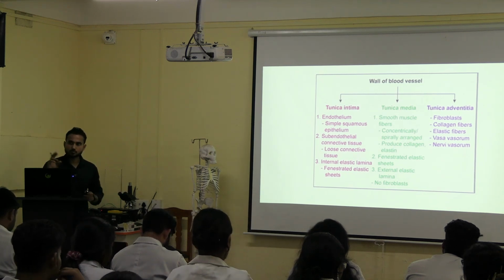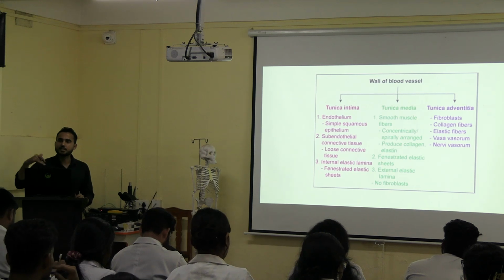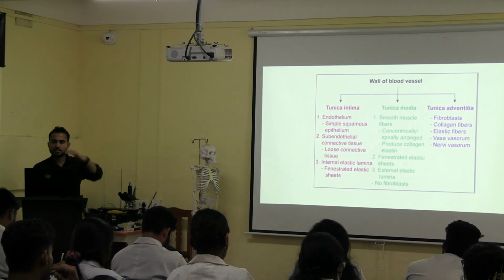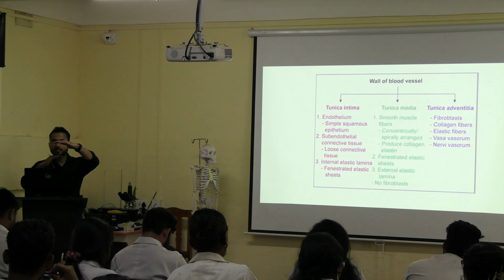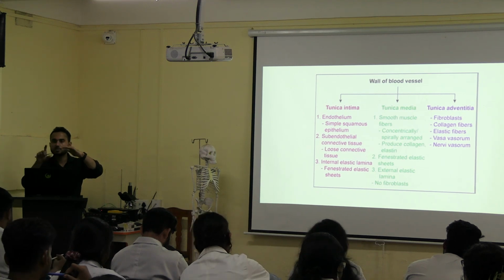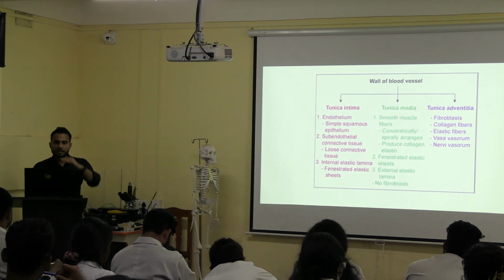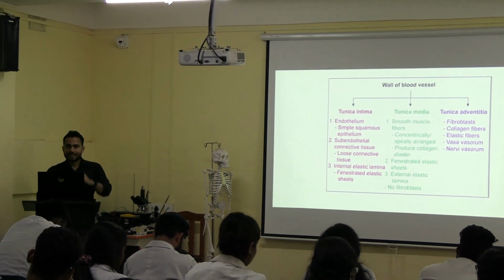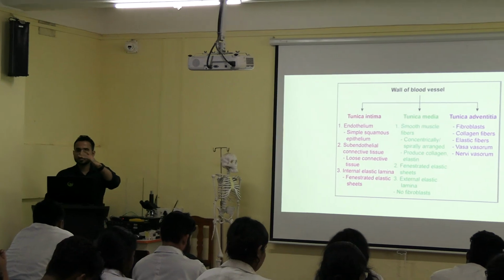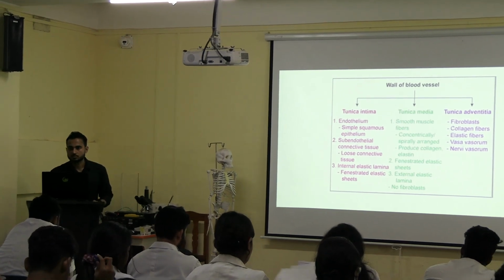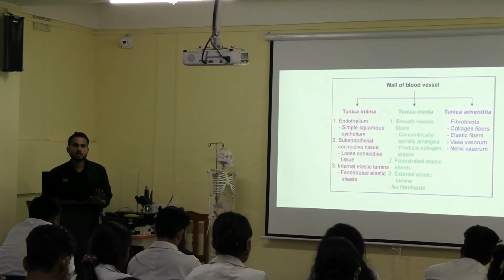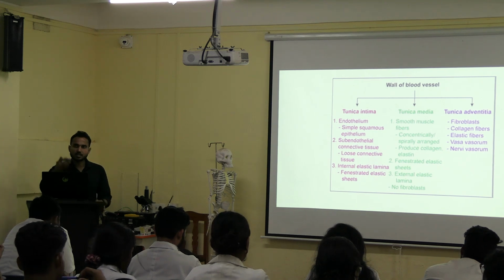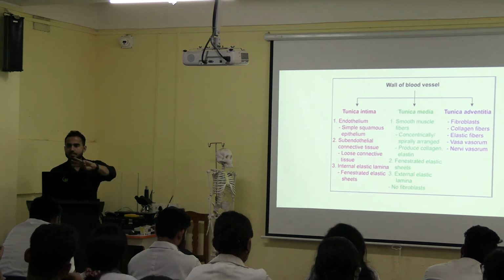Okay, so if you want to differentiate between the layers, the internal elastic lamina and the external elastic lamina, between both of them the tunica media remains. Above the internal elastic lamina is the tunica intima, and below the external elastic lamina is the tunica adventitia. Okay, like this you can try to understand the layers. 3 layers are there.